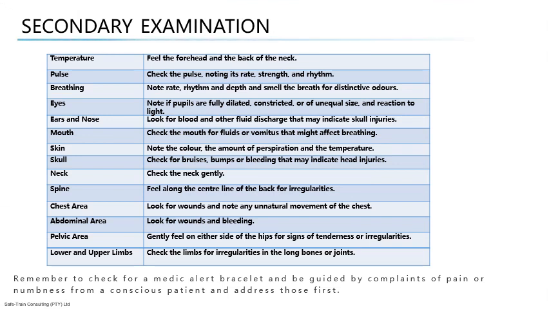After immediate threats to life have been removed, a secondary examination is necessary. This is a systematic examination starting from the head down to the lower limbs, as follows. Temperature. Feel the forehead and the back of the neck, to see if the skin temperature is much warmer or cooler than that of your hand.